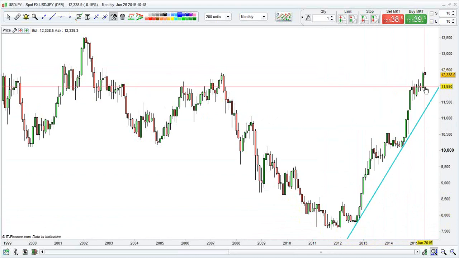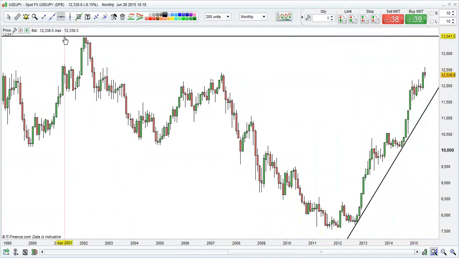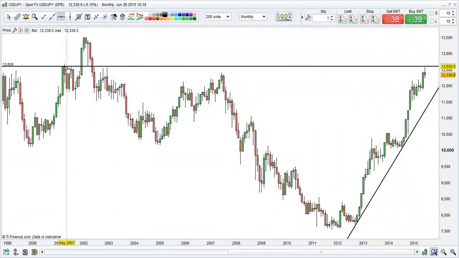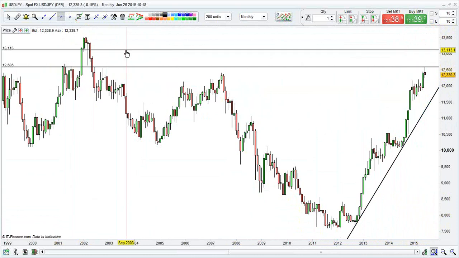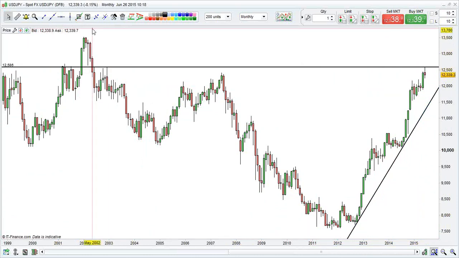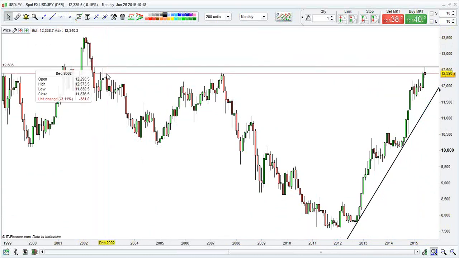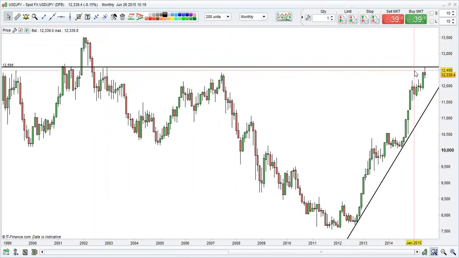We spoke in a previous module about historic prices and how prices react to them, and I can show you in a really long term time frame how that can work out. We bring down our horizontal trend line, and if we go all the way back to December 2002, we have a high price in the market at 12,573, and up to the present day in June 2015, our price topped out at 12,585. So nearly to the pip over a 13-year period again.